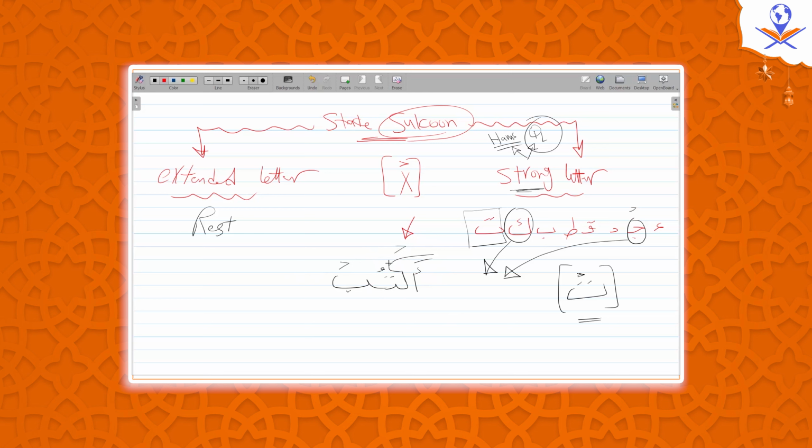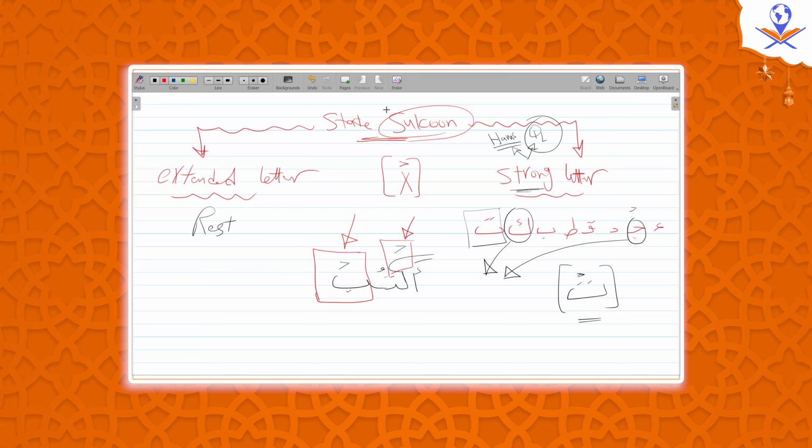By the way, this is something advanced. If you didn't do hams, you don't apply the kaf. It has to be aktub. This ba is a strong letter as well, but we get rid of the strength of this letter by applying qalqala. It's easy for this letter, but for this one we apply something else, which we call the hams sound.